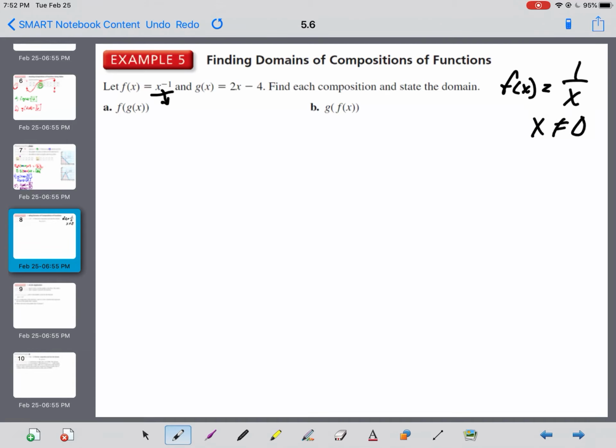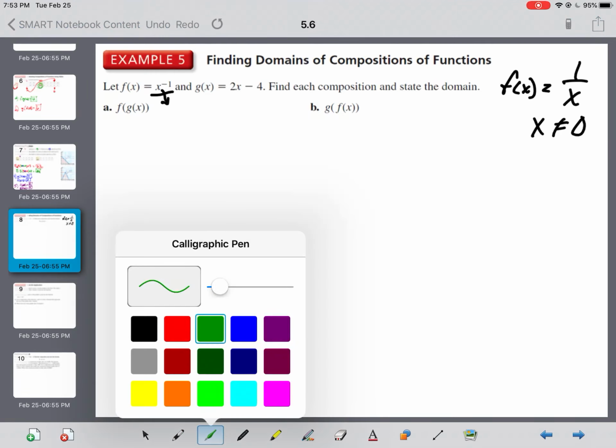X cannot be equal to 0. So when we plug that in, x can't be 0 when we're using f of x. Whatever would make that bottom 0. So initially, for f, 0 is not an option. But let's see how it plays out whenever we start plugging these into each other.